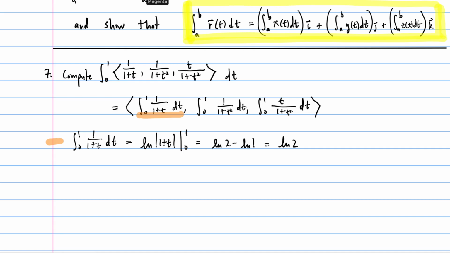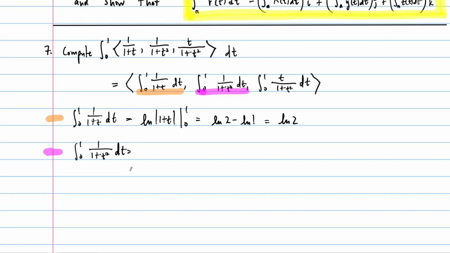We should be very adept at integrals at this point. But if you need to brush up, pause, go brush up, and then come back. So the second one, integral from 0 to 1, 1 over 1 plus t squared dt. The antiderivative of 1 over 1 plus t squared is the arctangent function. So this is arctan of t from 0 to 1. So this is going to be arctan of 1 minus arctan of 0. Arctangent of 1 is pi over 4, and arctangent of 0 is 0. So this entry is pi over 4.